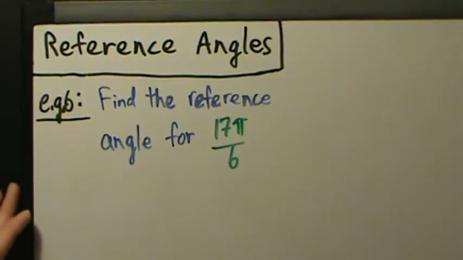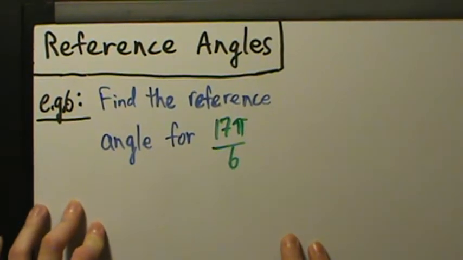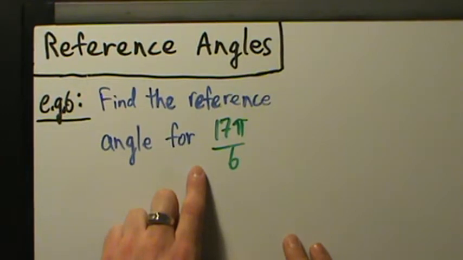All right, here's example 6 with reference angles. So this is one of our more complicated examples compared to the first 4 anyway. Find the reference angle for 17 pi over 6. So what's going to make this one more complicated?